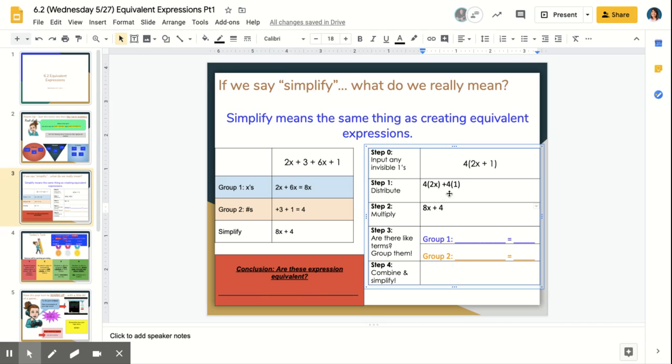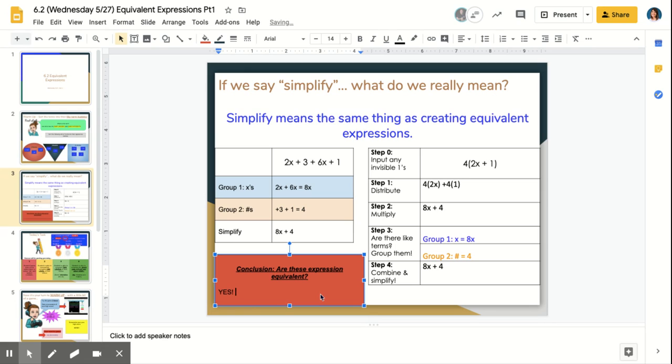Are there any like terms? Can I combine these, or is it simplified? There are no like terms, right? If I had an x group, the only thing in there would be 8x, so there's nothing to add it to. If I had a number group, the only thing in there is a 4. So I can't simplify this anymore. My final answer is 8x plus 4. Are these expressions equivalent? Yes. Equivalence means, are they equal? So yes, these expressions are equivalent because they simplify to be the same thing.